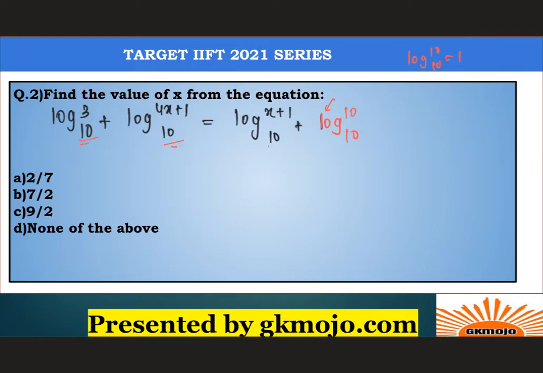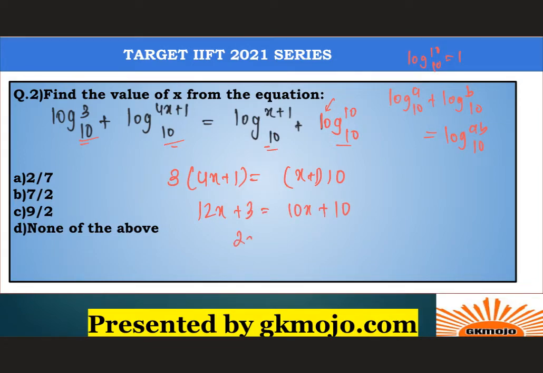Now the base is the same. So if the base is the same, we know that this can be written as 3 into 4x plus 1 is equal to x plus 1 into 10, because of the logarithm property: log a to the base 10 plus log b to the base 10 can be written as log ab to the base 10. We have just used that property over here. Now solve for x. Over here you have 12x plus 3 is equal to 10x plus 10. So 2x is equal to 7, and x will be equal to 7 by 2, which is option B.